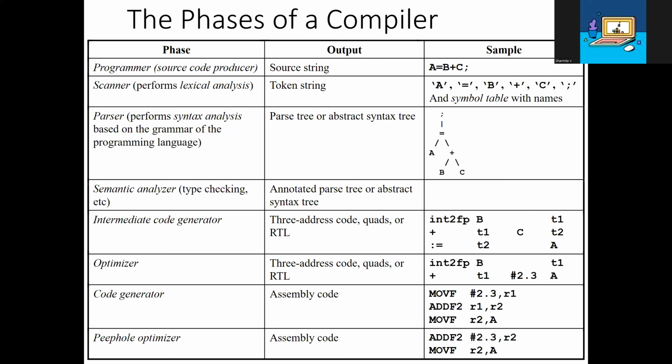In the phases of the compiler, the first phase is the source program given to the lexical analyzer, which gives tokens. The tokens are converted into a parse tree. The parse tree is converted into an annotated parse tree. Then the intermediate code, that is the 3 address code, is generated. Then optimization is done using the 3 address code. Then the code generator produces assembly code. Finally, peephole optimization converts the given code into optimized code.